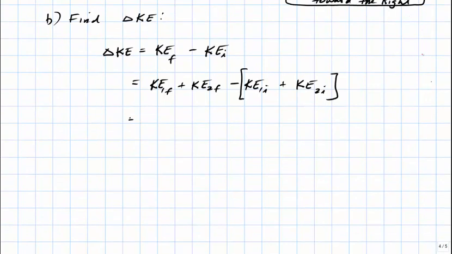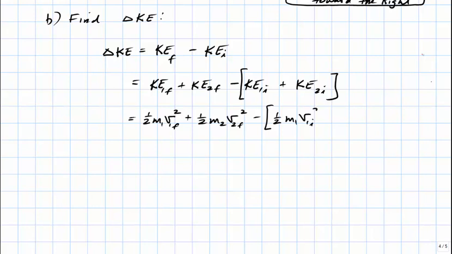Let's expand this equation. Of course, kinetic energy generally is given by 1/2 mv squared. So if we apply that relationship, we obtain 1/2 m1 v1 final squared plus 1/2 m2 v2 final squared, minus 1/2 m1 v1 initial squared plus 1/2 m2 v2 initial squared. And we don't need the arrow because we're only squaring the magnitudes of the velocity.